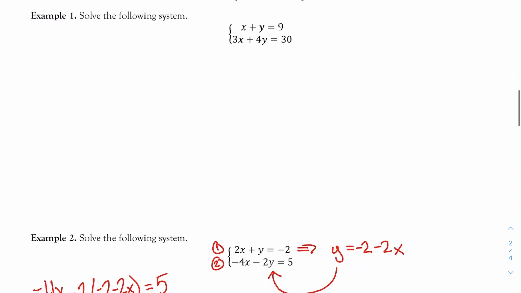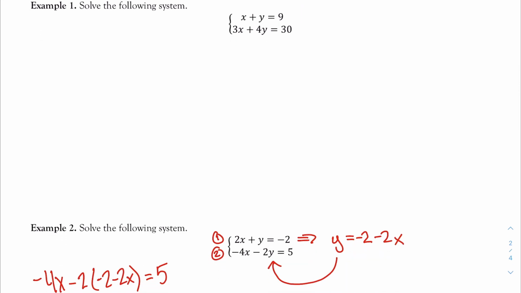So, example 1. Here I have a system of linear equations. Solve the system. I have x plus y is equal to 9, and 3x plus 4y is equal to 30. So, if I want to do substitution, one thing I can do is look at this first one, for example, the one on top. Actually, let me go ahead and label them as equation 1 and 2. From equation 1, I can actually solve for, for example, y. If I solve for y, I can get y is 9 minus x.